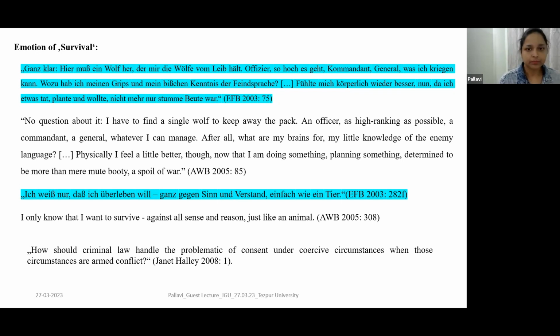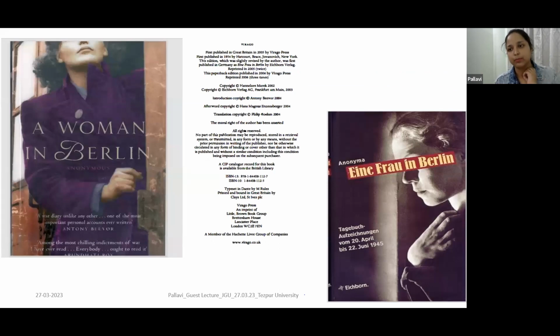So these are the front pages of the books that I have referred to here. First is the English; I have taken all the quotes from this. And here on the right-hand side, you can see the other edition. We can also talk about the cover of the book, since the writer's name is written as Anonymous or Anonyma, which I find very interesting.